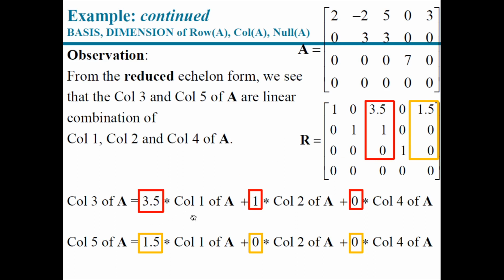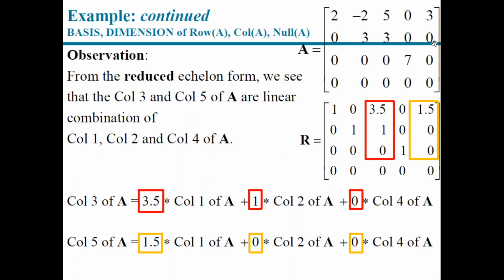It's 3.5 times the first linearly independent column, which is column 1, plus 1 times the second linearly independent column, which is column 2, plus 0 times the third linearly independent column, which was column 4. So this tells you the coefficient in front of the first, the second, and the third linearly independent column. In our case, those are columns 1, 2, and 4.